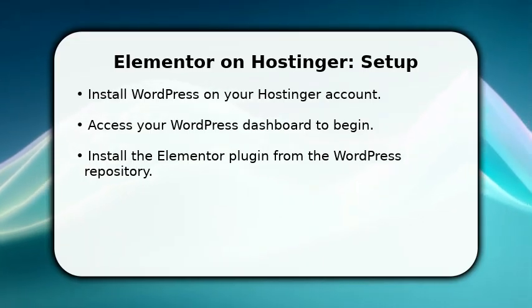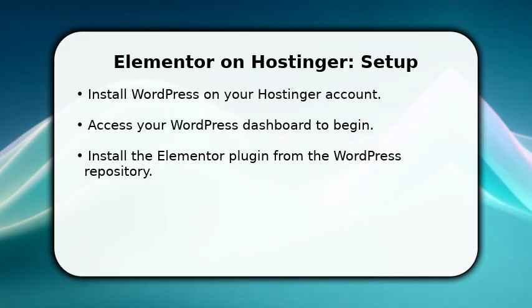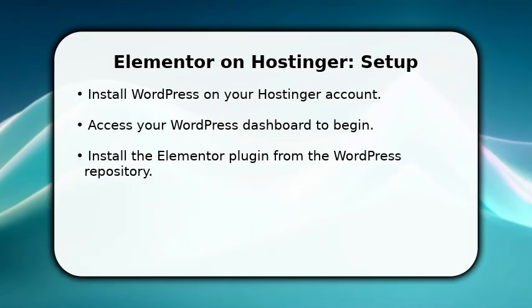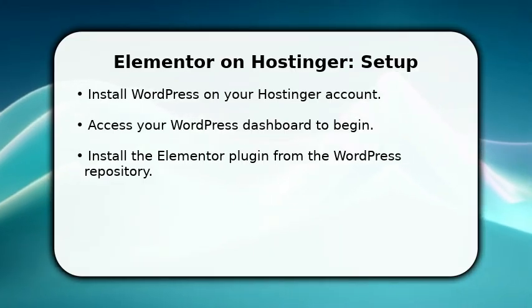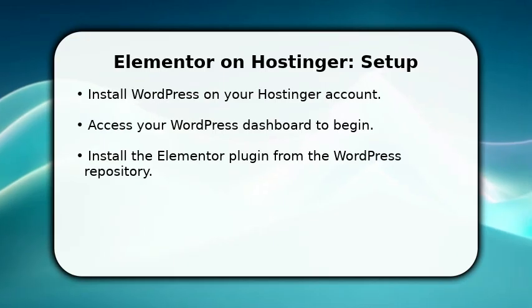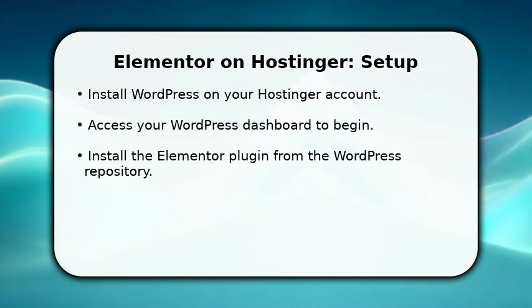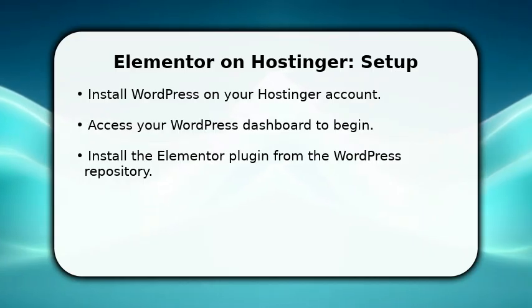Next, access your WordPress dashboard, which is your control center. From there, navigate to the Plugins section. You will then install the Elementor plugin directly from the WordPress repository. This powerful page builder will transform your design capabilities, allowing for intuitive visual editing without any coding knowledge.